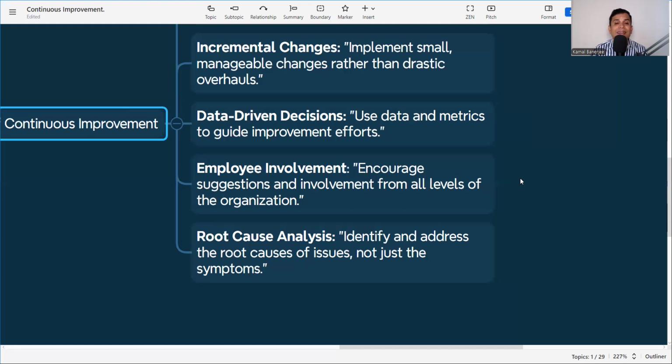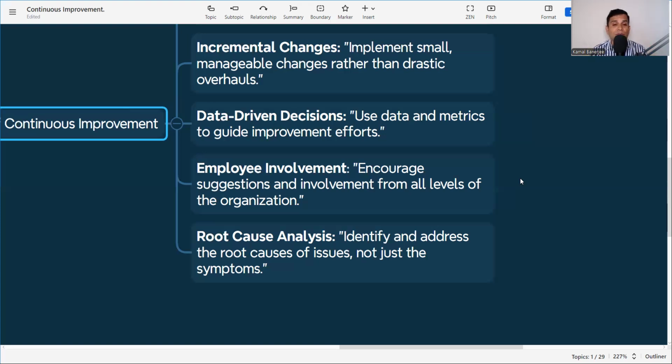Now, root cause analysis: identify and address the root cause of issues, not just the symptoms. It is very important to do root cause analysis. If there is any defect when we find it in the end products, we need to determine why it is happening, what the root cause is. If you do not find the root cause, we will not find the right methodology, the right preventive measure, or the right corrective measure. So that is why root cause analysis is important.